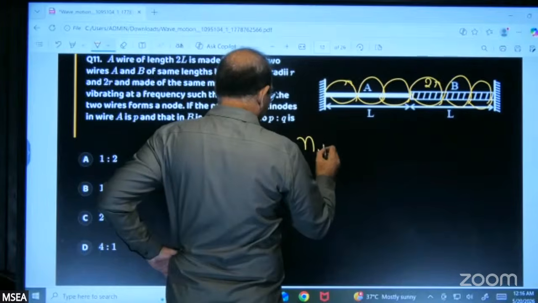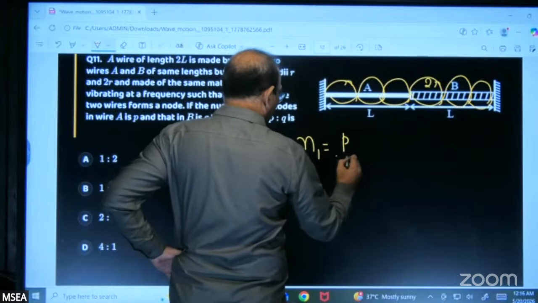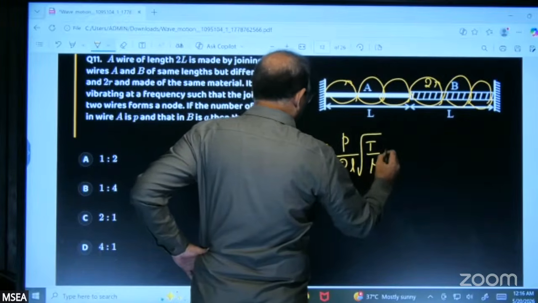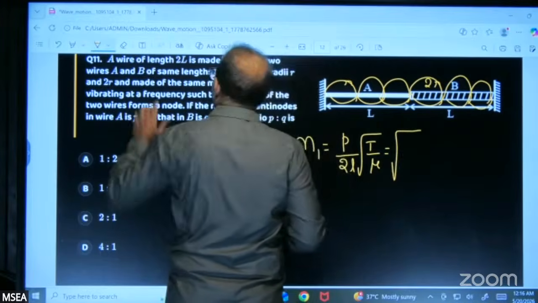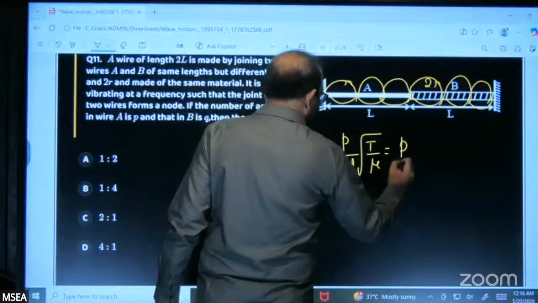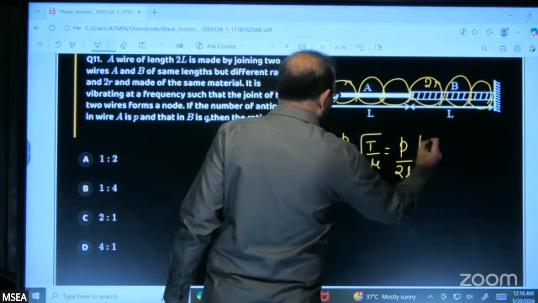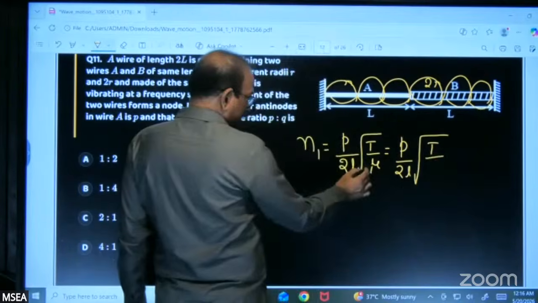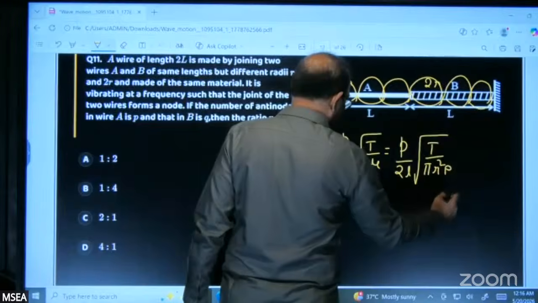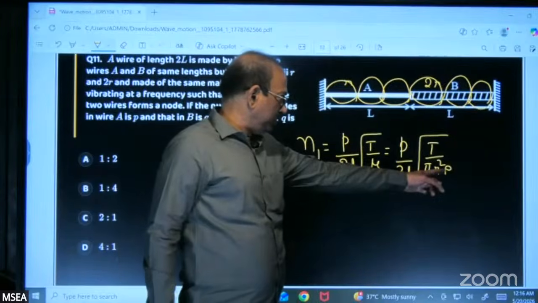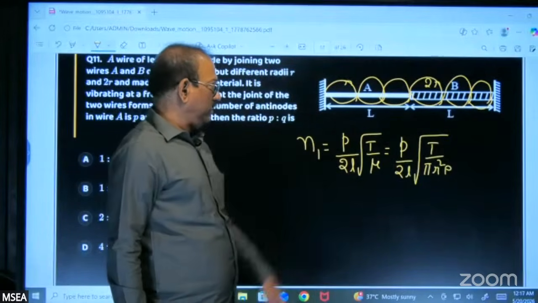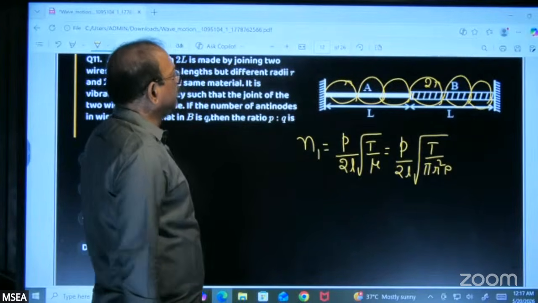So, what is the frequency formula? Number of loops by 2L into root T by mu. This is P by 2L into under root T by mu. The mass per unit length, linear density, can be written as area of cross section into density, mass per unit volume, rho. Pi R square rho you can write, because the radius is different. You have to write it in terms of radius.